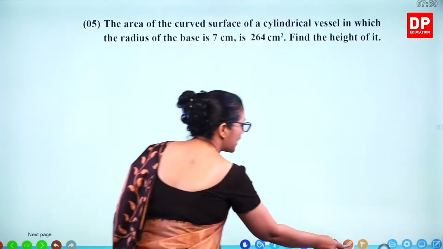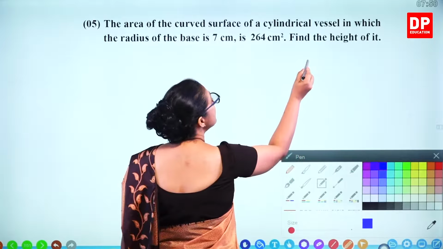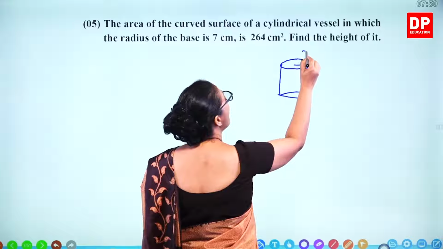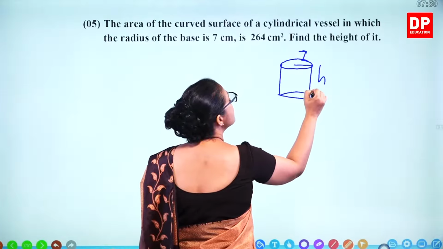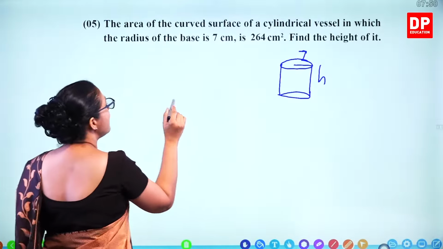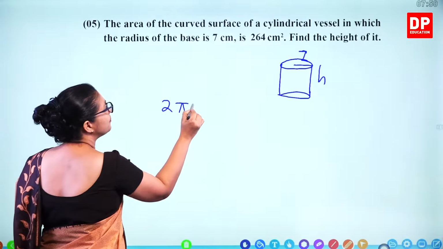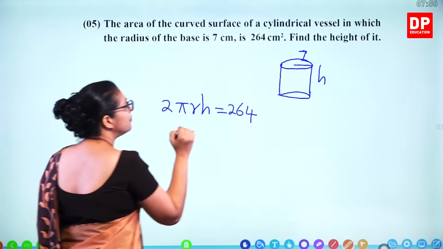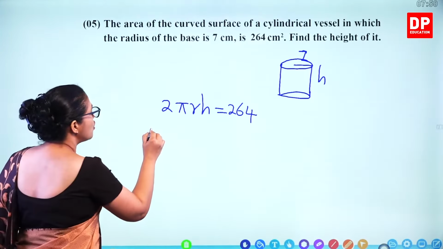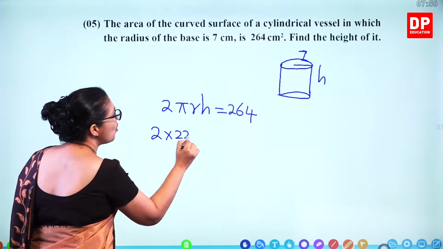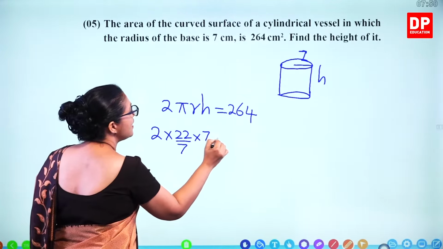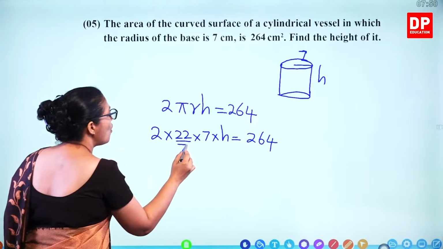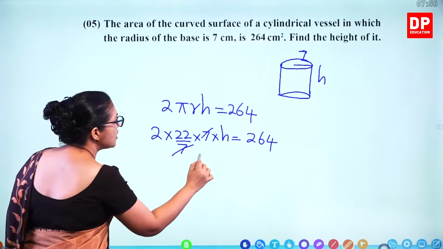So when you take the radius 7 and height h of a cylinder, what's the curved surface area? 2 pi r h. That's given as 264. Now we'll find out h. 2 times pi is 22/7, r is 7 and height is h. That's equal to 264. 7 gets cancelled out. What's h?